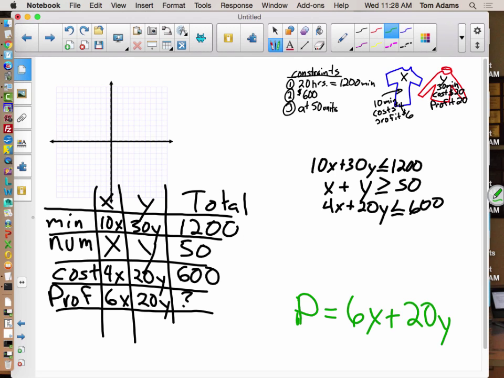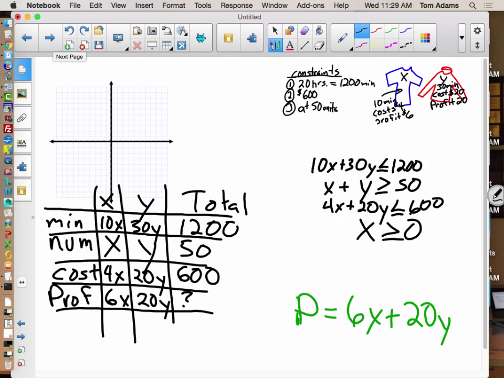Now, there are 2 more constraints. What does x represent? T-shirts. What's the least amount of t-shirts I'm going to make? 0. Right? I'm not going to make a negative number of shirts. I might choose not to make any shirts, but I'm going to make 0 and up, right? So then my other constraint would be x has to be greater than or equal to 0.